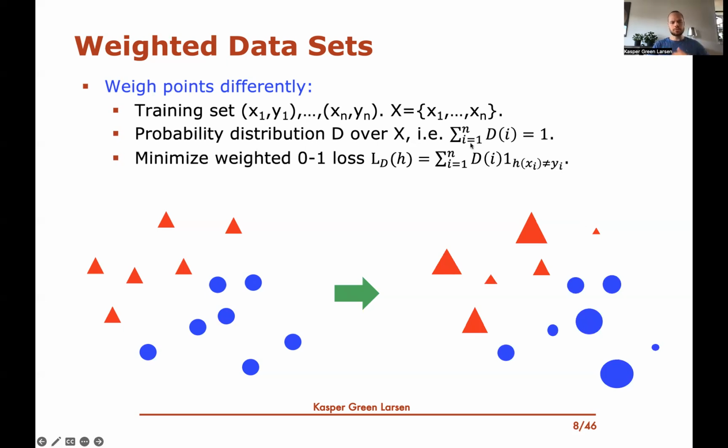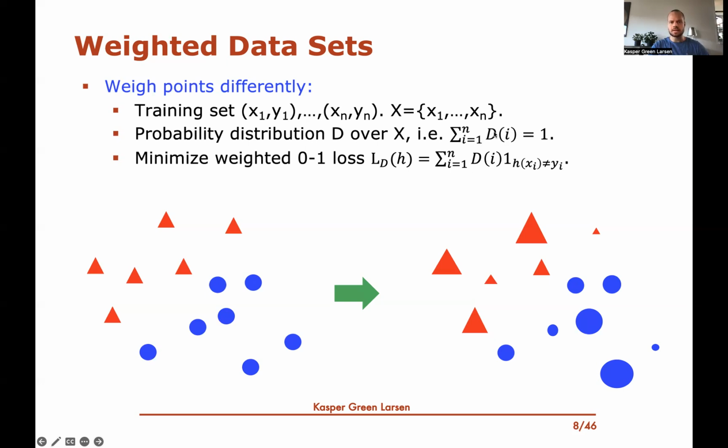And now for such weighted data sets, we're going to look at minimizing the weighted 0-1 loss. The weighted 0-1 loss with respect to the distribution D, which we'll denote by L sub D of h, is just the normal 0-1 loss. But with every mistake that you make, this is the indicator, right? That's 1 if you misclassify the ith training example using the hypothesis h, you weigh it by this probability.